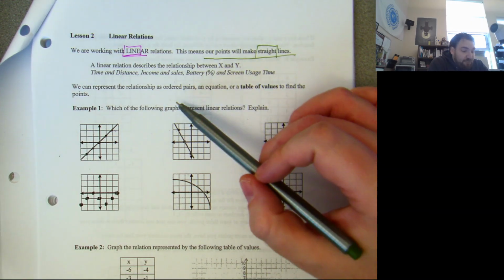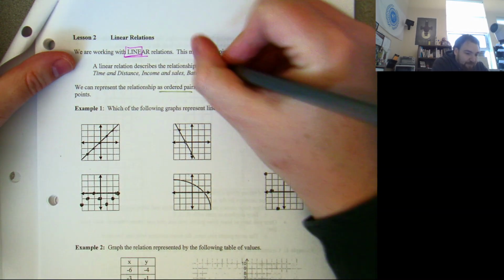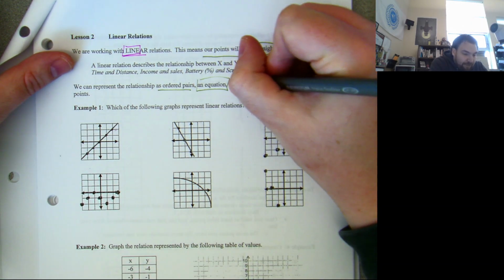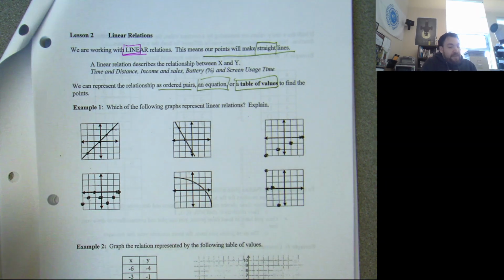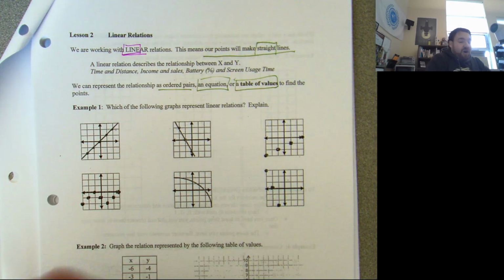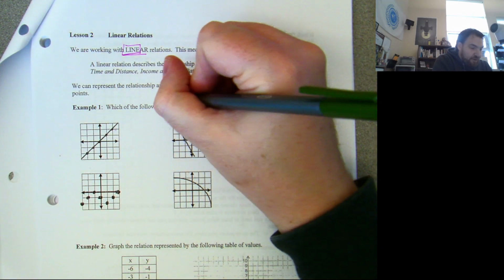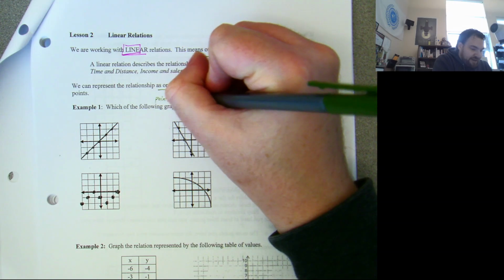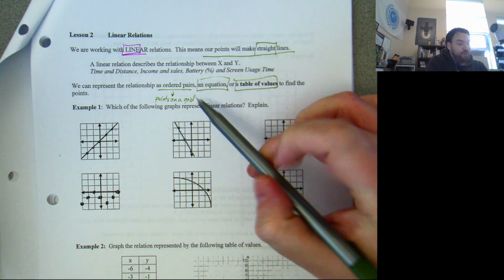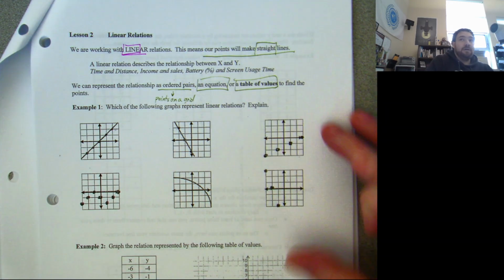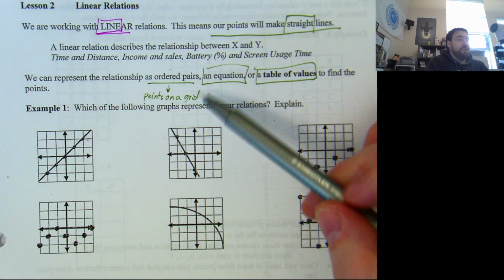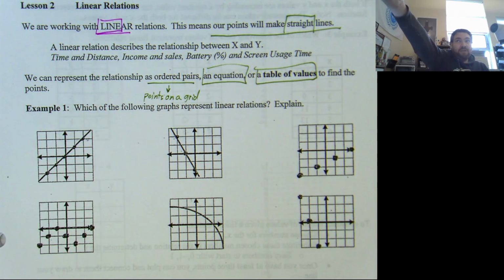Okay. We can represent relationships as ordered pairs. We can represent them as equations, or we can represent them as tables of values to find out what these points are and to verify that what we have is a straight line. Now, obviously, this is going to be different. Ordered pairs are points on a grid. This will be the easiest to see whether or not what you have is a line. I drew some on the board. You can look at them very easily.